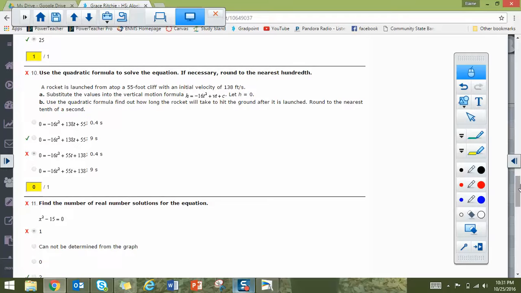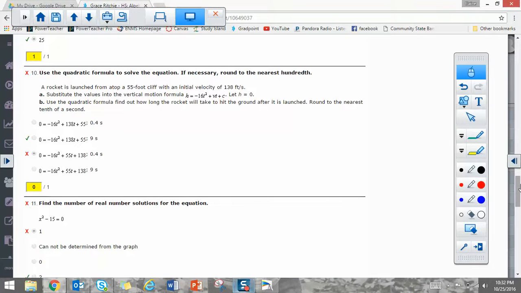Okay, it says use the quadratic formula to solve the equation. If necessary, round to the nearest tenth. So we have a rocket being launched from a 55-foot cliff. The initial velocity is 138 feet per second. Substitute the values into the vertical motion formula. H equals negative 16t squared plus vt plus c. Let h equal 0. Use the quadratic formula to find out how long the rocket will take to hit the ground after it's launched.